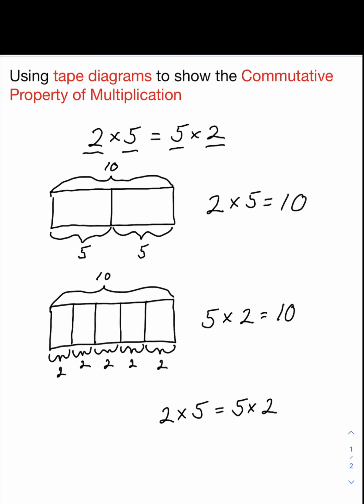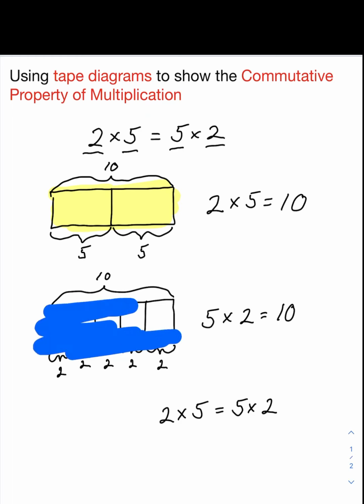Now, what it does not show is that they are exactly the same. You can tell with the tape diagrams. So when I'm looking at this tape, this is showing 2 groups of 5. This tape here is showing 5 groups of 2. Where this would differ is, for example, in a word problem. These two models would demonstrate completely different situations.